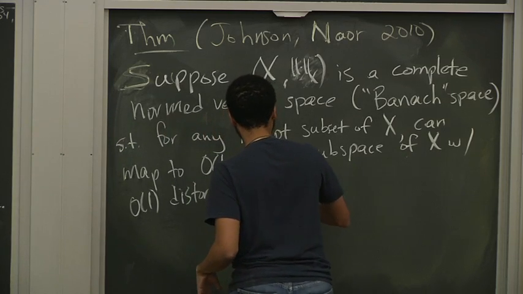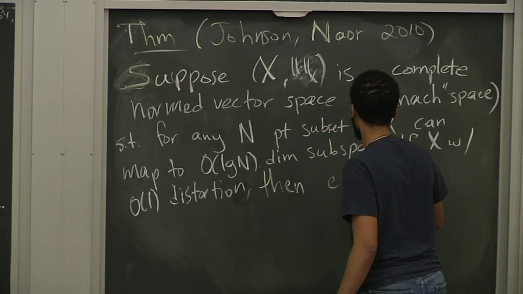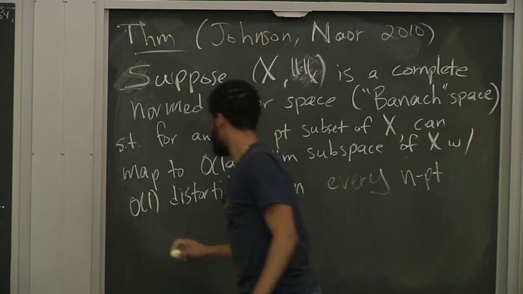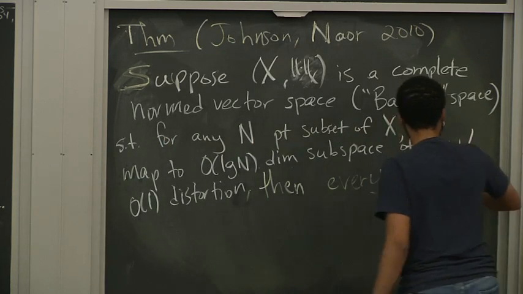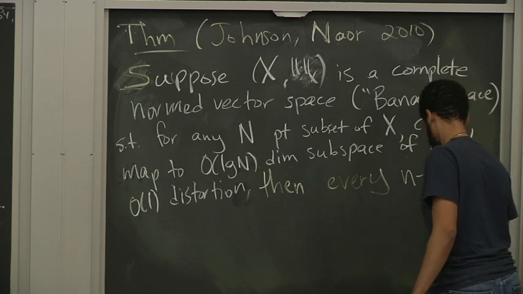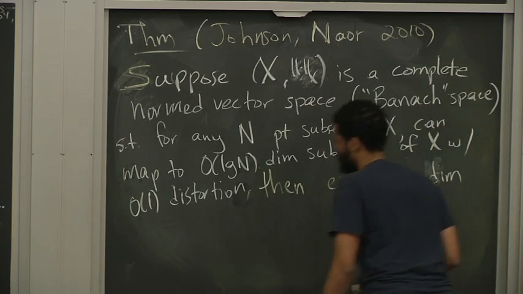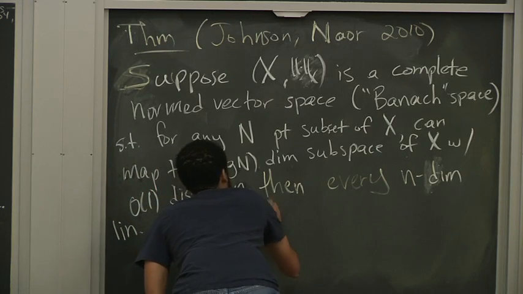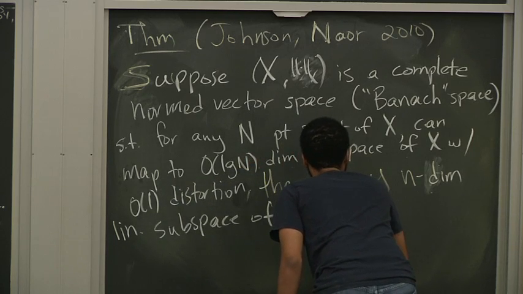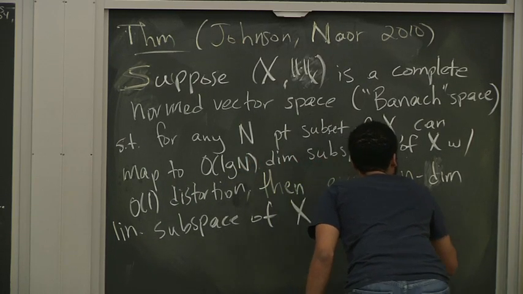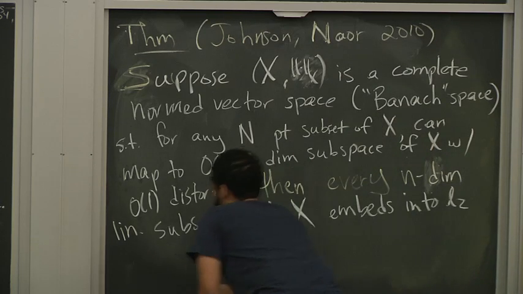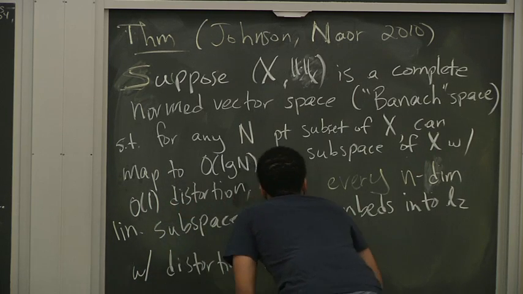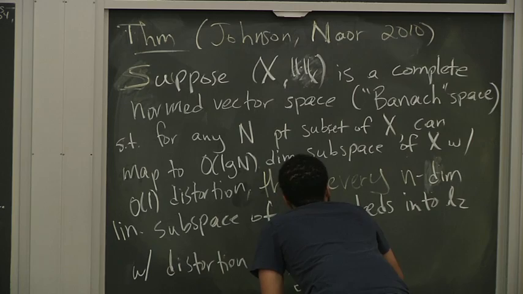Then every n-dimensional linear subspace of X embeds into L2 with distortion at most 2 to the 2 to the O of log star n.